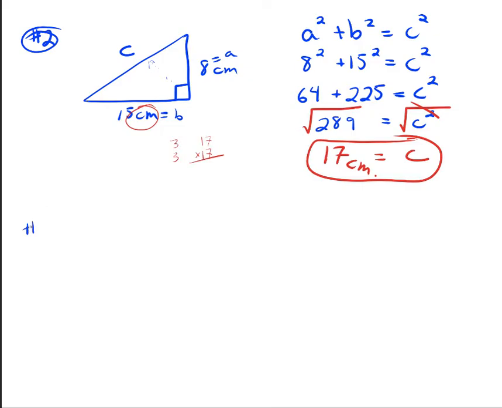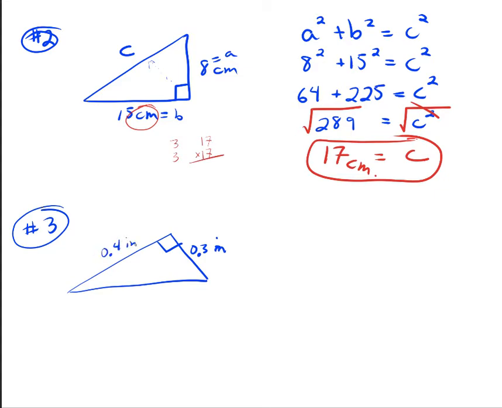Now example number 3. And this one's a little bit trickier in our picture of our right triangle. So this is not as usual as where we've gotten our numbers, or how they look. So if we have 0.3 inches here and 0.4 inches here.